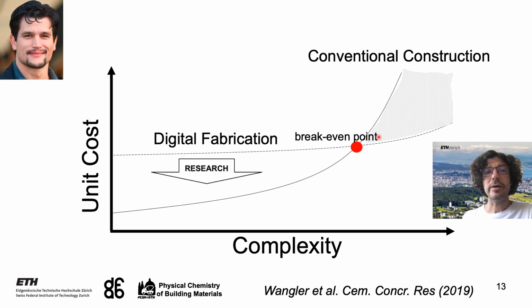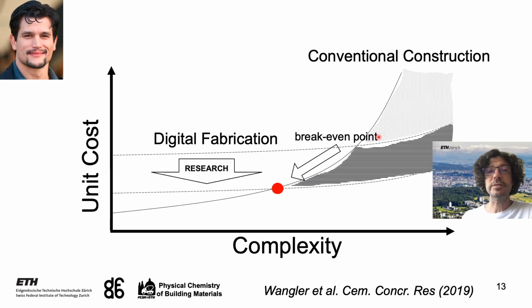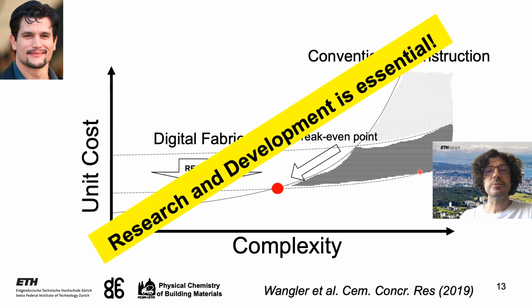digitally. However, what we have to do through research is to reduce the price of digital fabrication, make these processes more effective, and in doing this, we shift the break-even point to the left, and we are increasing the range of structures that are cost-effective to build. We make it more cost-effective to build using less material. And this is where a lot of benefit from research and development is expected.